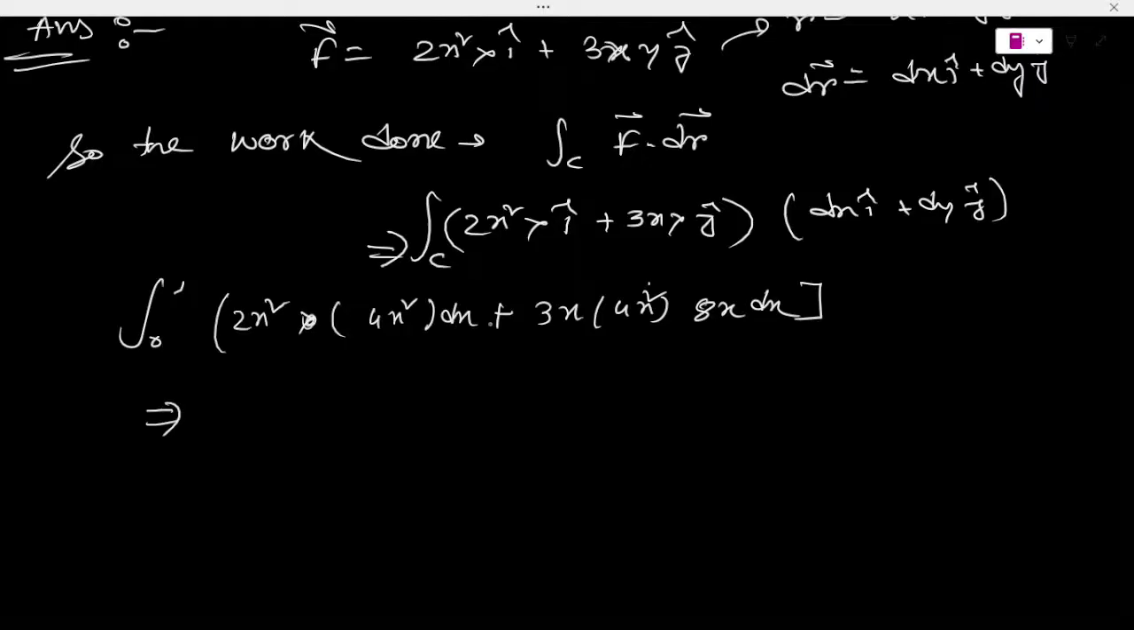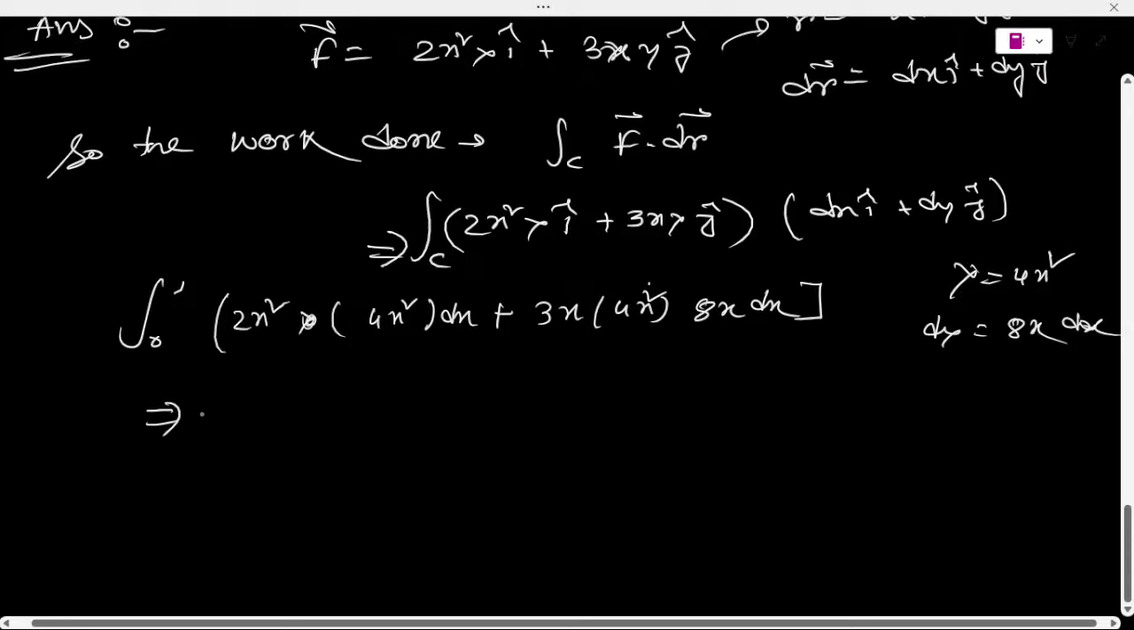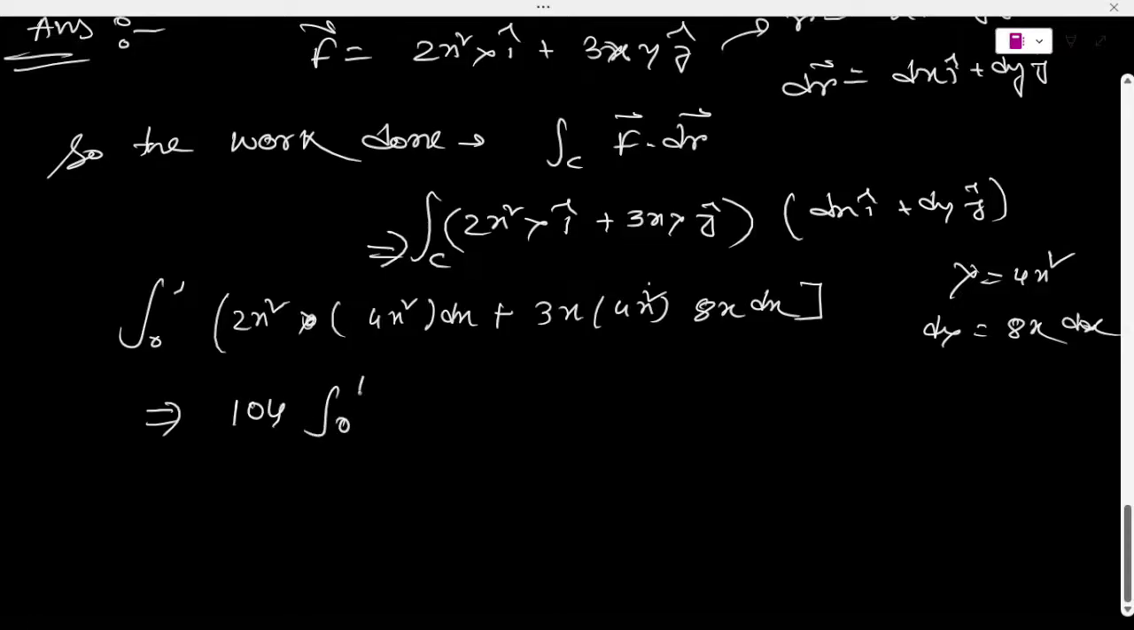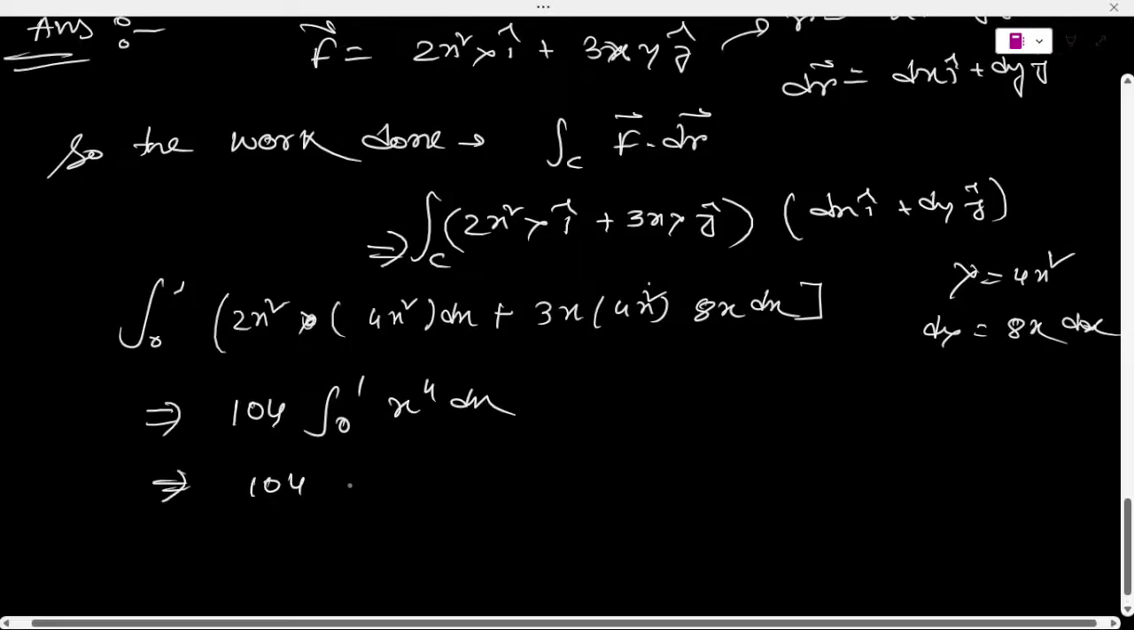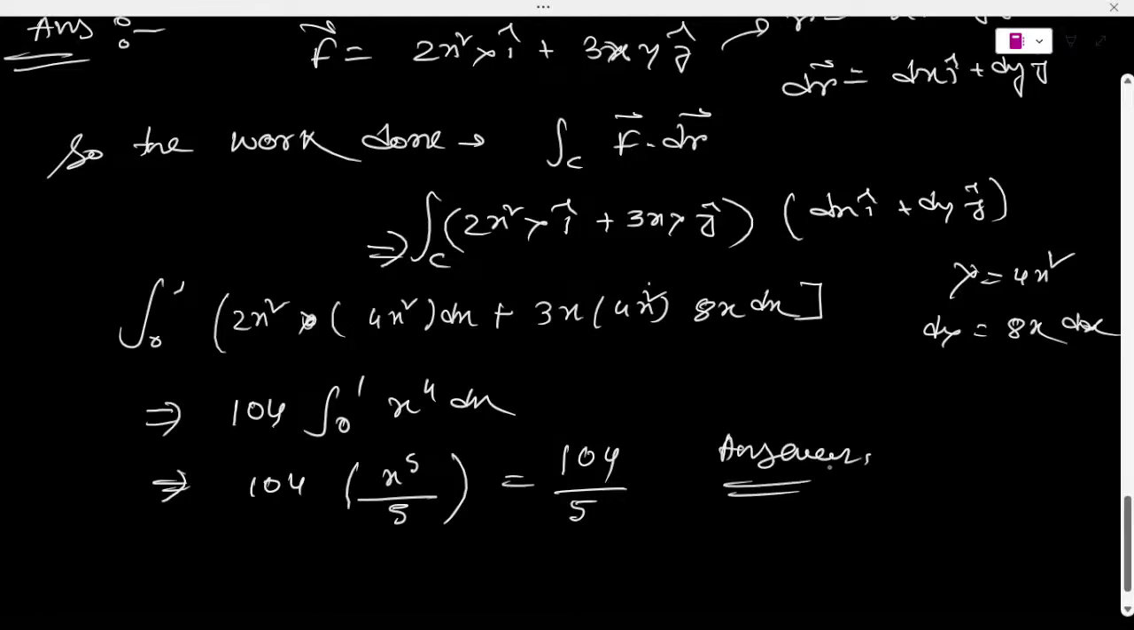Since y is equal to 4x², dy is equal to 8x dx. So we get 104 times the integration from 0 to 1 of x⁴ dx, which is 104 x⁵ divided by 5, equal to 104 divided by 5. So this will be the answer.